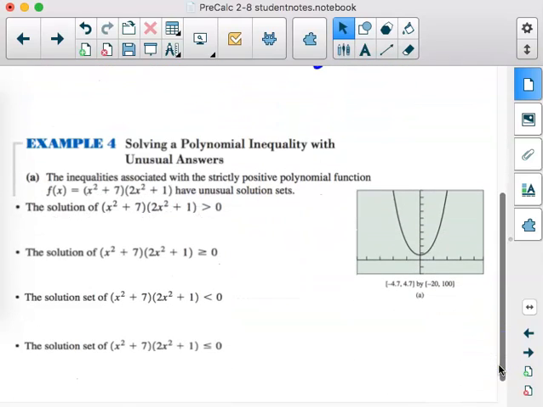Then, example 4, solving a polynomial inequality with unusual answers. The inequalities associated with the strictly positive polynomial function. Oh, let's look. Oh yeah, look at that. Got a little parabola here, and it doesn't even get down to the x-axis. Okay, so it's f of x equals the quantity x squared plus 7 times the quantity 2x squared plus 1. All right, so it's actually a degree 4 polynomial because x squared times x squared would give us x to the 4th. So we want the solution of when is that greater than 0?